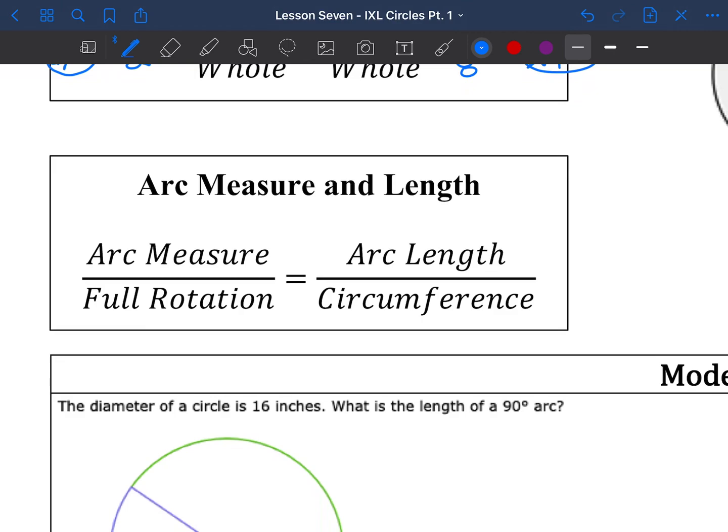So let's dive into that. Remember, the top part is the part, and the bottom part is the whole. On the left hand, we deal with arc measure. This deals with the angle in degrees, and a full rotation is 360 degrees. So some portion of the measure over the total, which is 360, is equal to the arc length over the circumference. Again, circumference is 2 pi r.